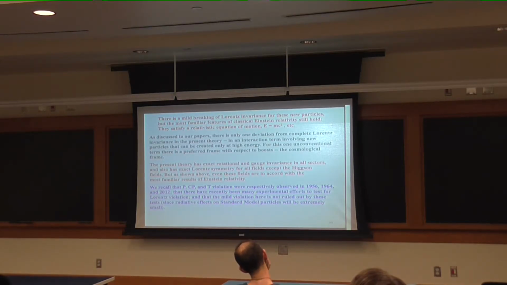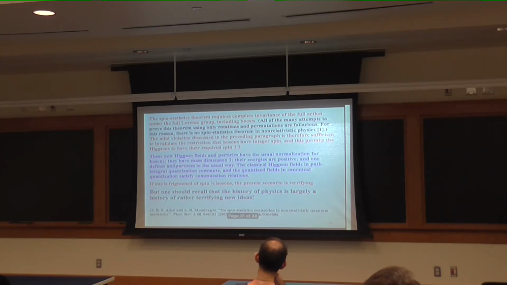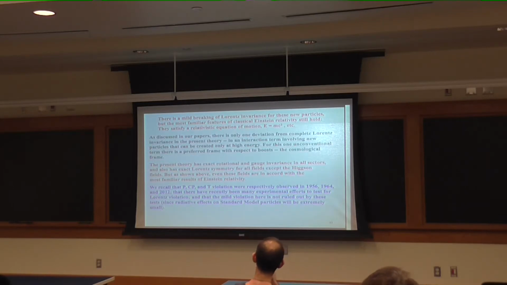Now, there's an unfamiliar feature here, and that is a very mild breaking of Lorentz invariance. For all the particles in the standard model, we have exact gauge symmetry and exact Lorentz invariance. Only this new sector, which should be observable at very high energies, maybe up to 250 GeV, will have this mild violation of Lorentz invariance.